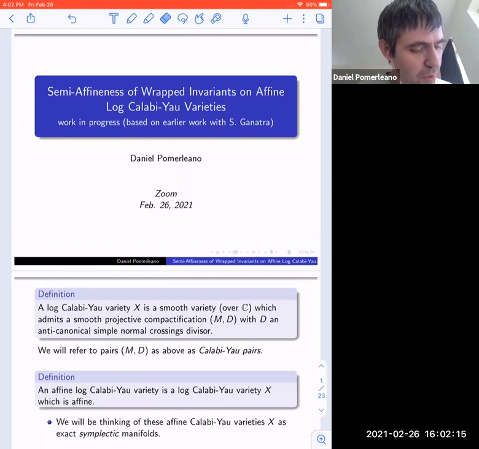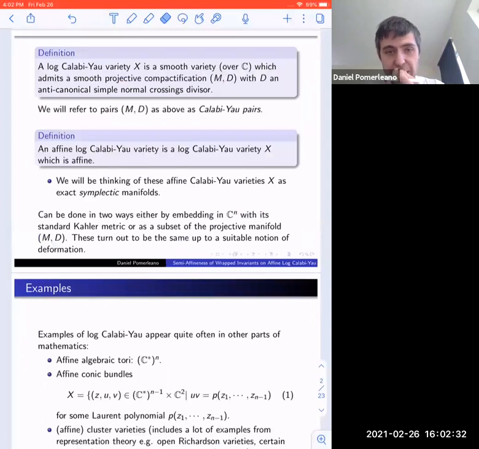So basically what I'm going to be talking about are Floer theoretic invariants on affine log Calabi-Yau varieties. So we're going to think of these as exact symplectic manifolds. You can do this in two ways. Probably the most standard way, if you have an affine variety, is to embed it in C to the n and view it as a Stein manifold.